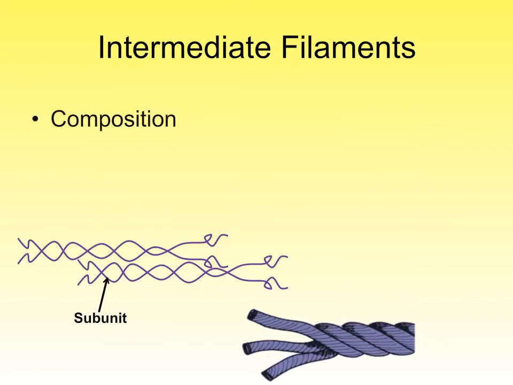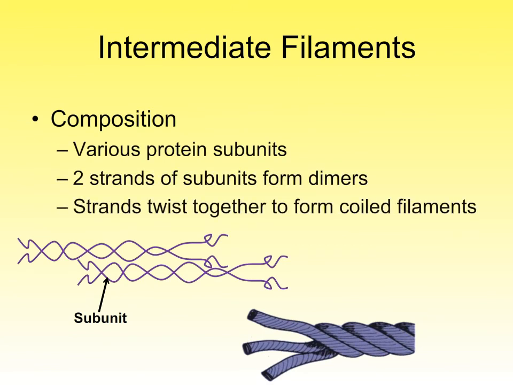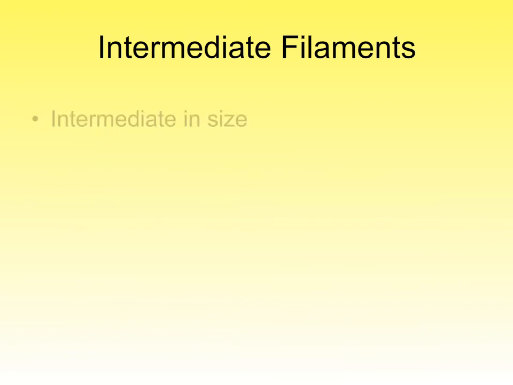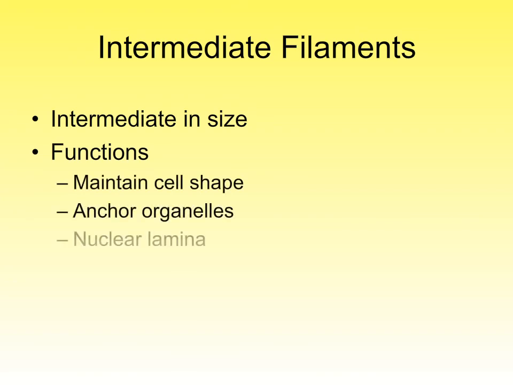Intermediate filaments can be composed of various proteins. Two segments form a dimer, and these dimers are twisted to form a coiled filament. Intermediate filaments are between microfilaments and microtubules in size. They maintain the shapes of cells, anchor organelles in place, and form the nuclear lamina underneath the nuclear envelope to maintain the shape of the nucleus.